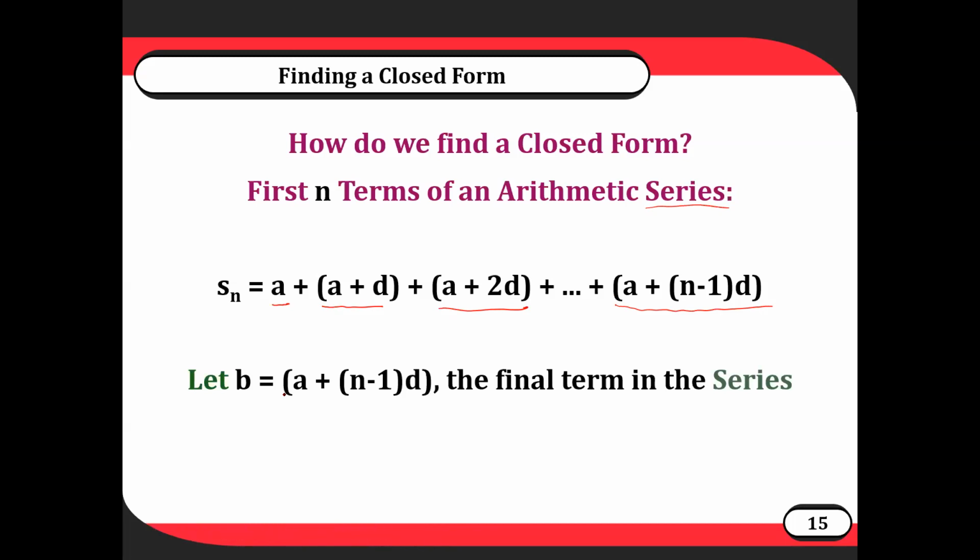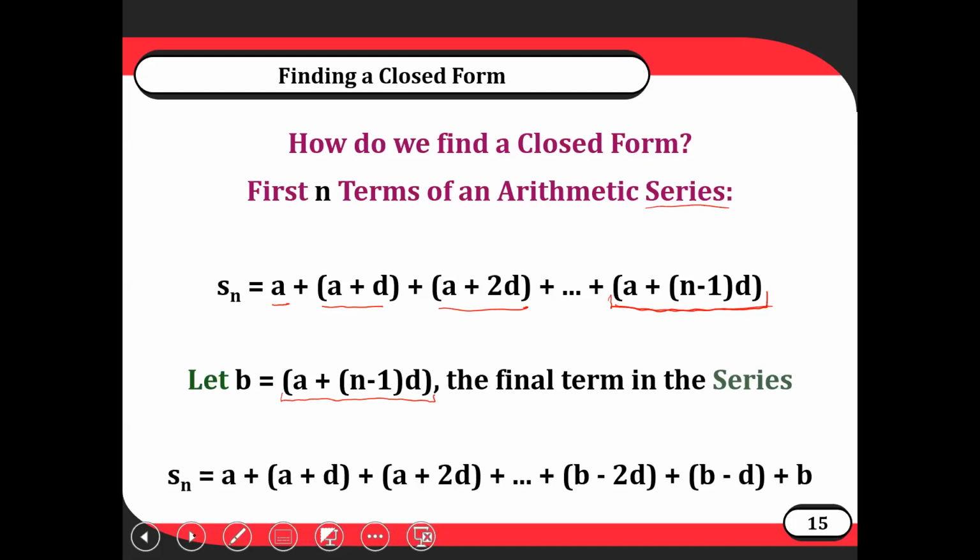So let's let b equal the final term in the series, that's this one here. And then we're going to try and express it a little more simply. This is the same expression as up here, but we've just substituted this b in. So we get a plus (a plus d) plus (a plus 2d), all the way up to (b minus 2d) plus (b minus d) plus b, b being the last term in this series. Okay, so is that clear what we're doing there? Any questions?